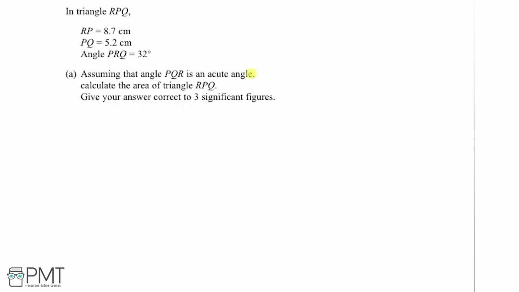So just a reminder of what an acute angle is. An angle is acute if the angle is less than 90 degrees, so it's less than a right angle. So we know that PQR is acute. We also know that the angle PRQ is acute because we've been told it is 32 degrees.